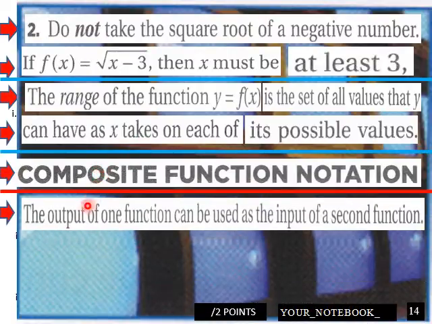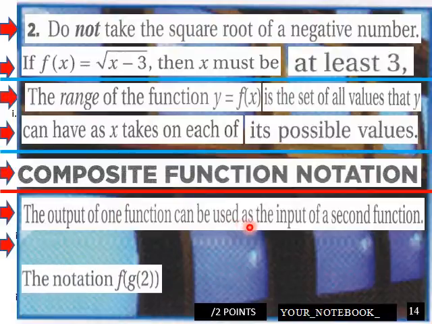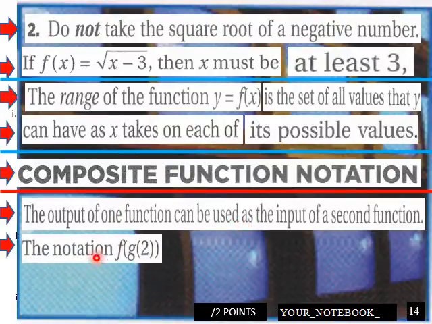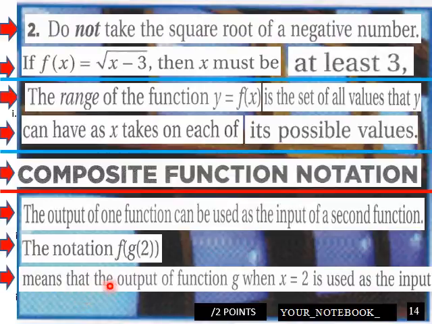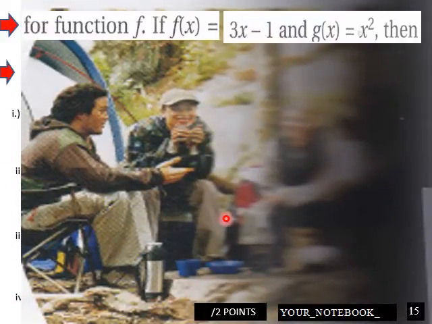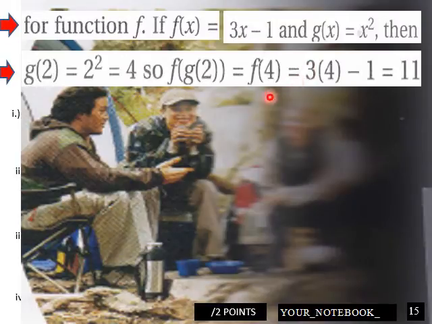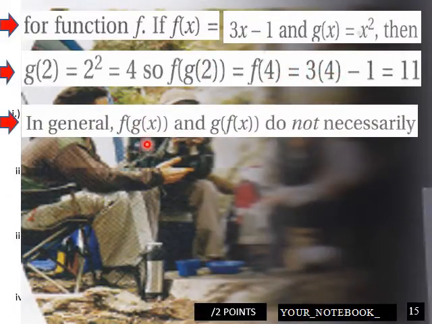Composite function notation. The output of one function can be used as the input of a second function. The notation f of g of 2 means that the output of function g when x is 2 is used as an input for function f. If f of x equals 3x minus 1, and g of x equals x squared, then g of 2 would be 2 squared, which equals 4, so f of g of 2 would be f of 4, which would be 3 times 4 minus 1.